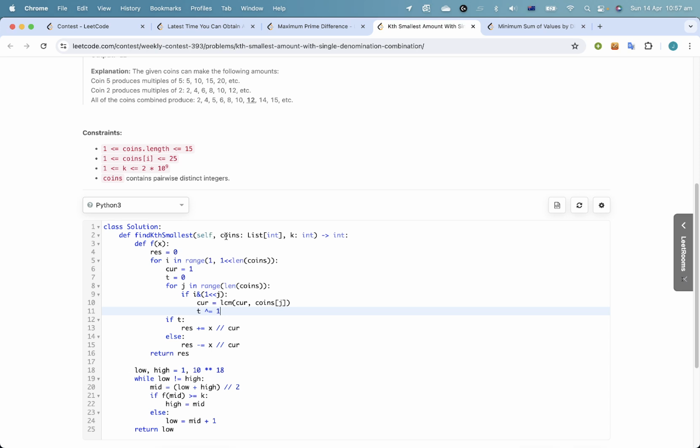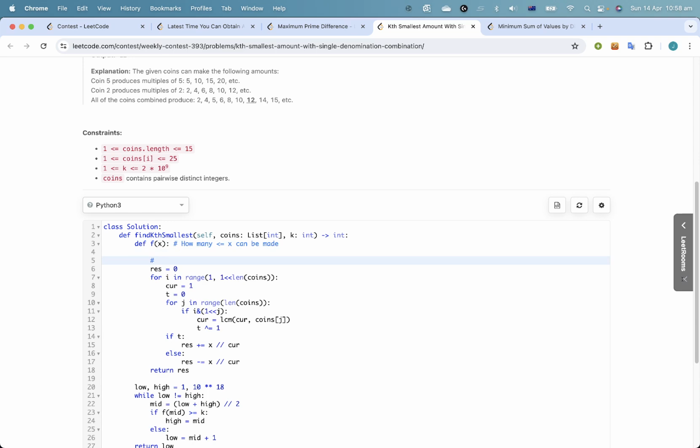Basically, the idea is, for a given set of coins, you want to answer the question, how many denominations less than or equal to x can be made? And if you can answer this question, you can just binary search on the answer to solve it. And yeah, the way we can do this is with the inclusion-exclusion principle.